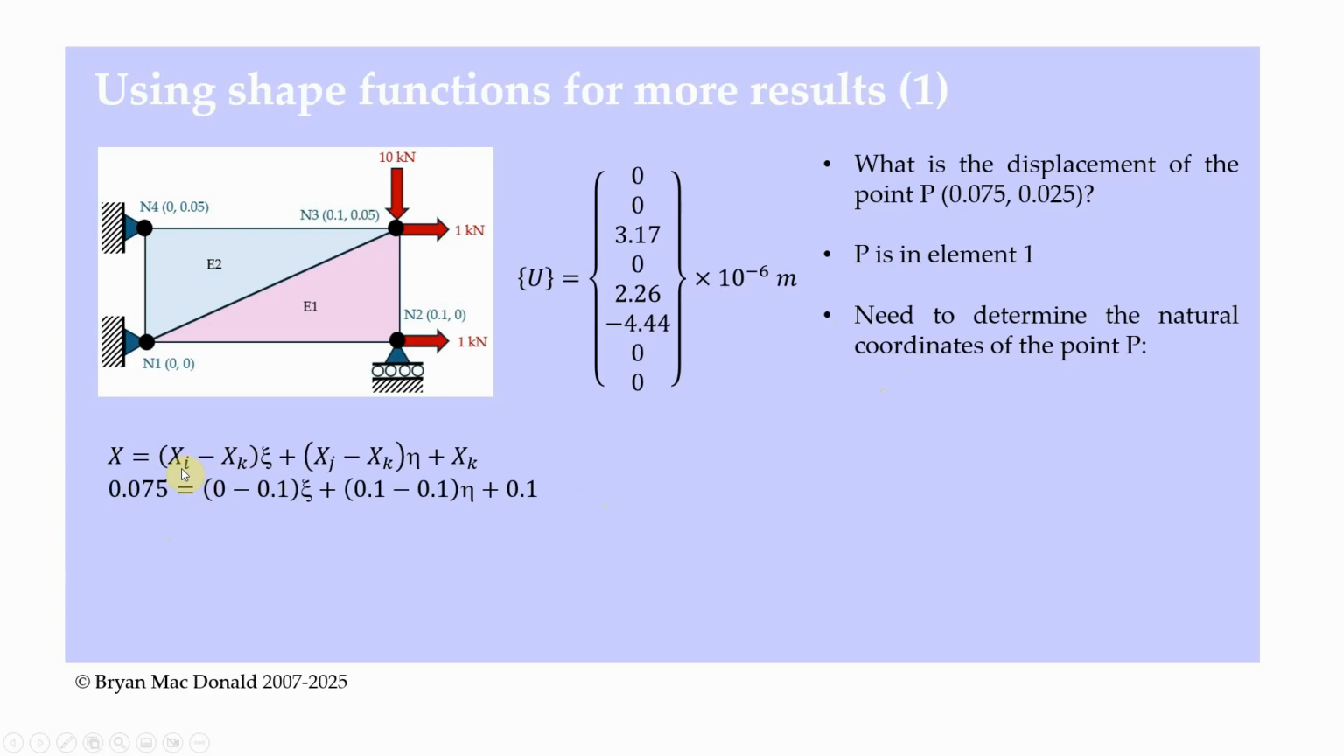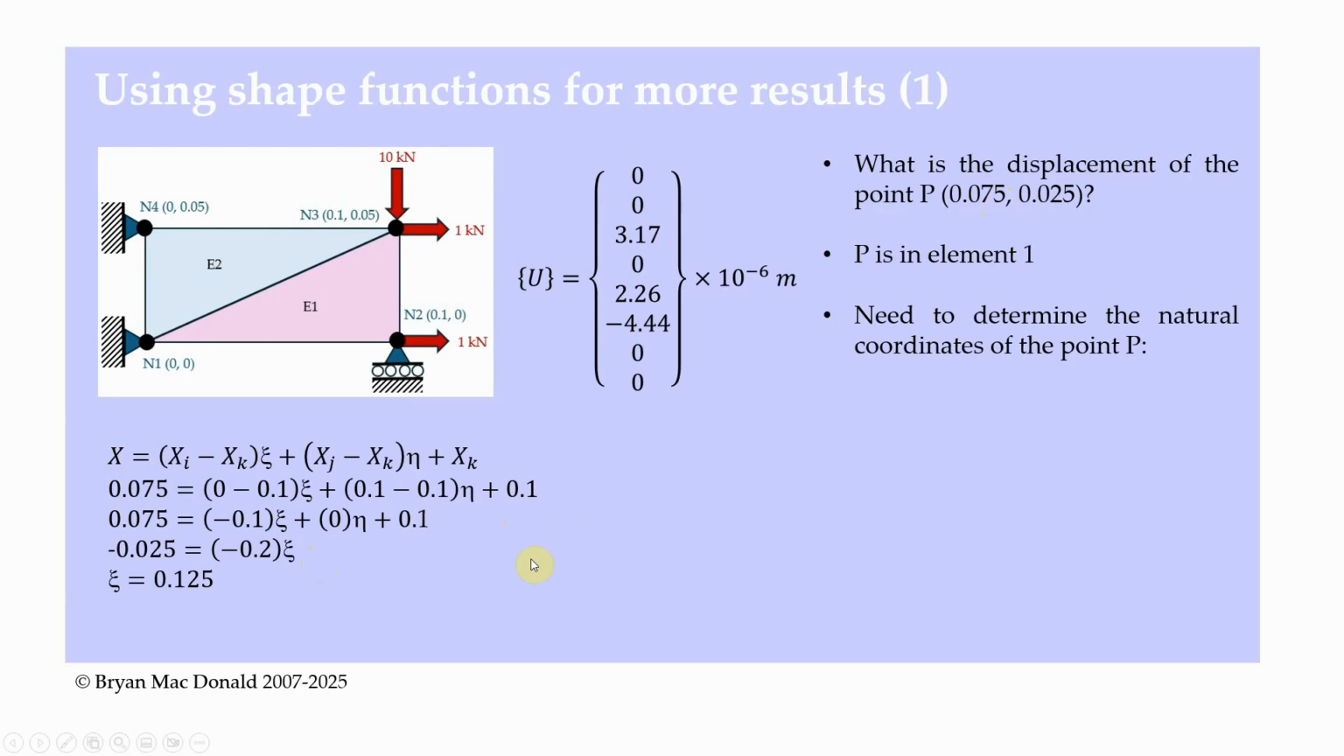So remember, xi is the coordinate of node i, which in this case will be 0. xk is the coordinate of node k, which in this case will be 0.1. And again, xj is going to be 0.1 as well. So we put those values in and we get this equation here. Then we can simplify the equation, and simplify further, and we end up finding that eta is equal to 0.125. So that's the eta coordinate of the point P, for the x coordinate 0.075.